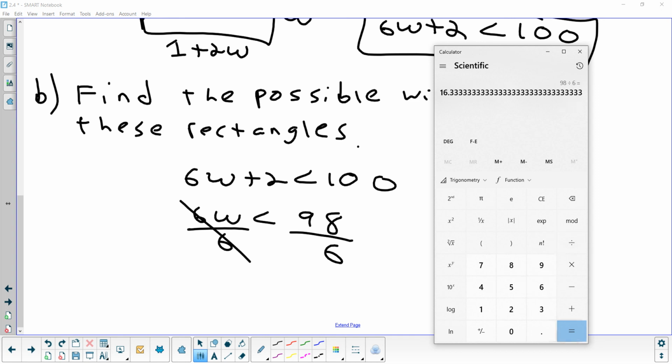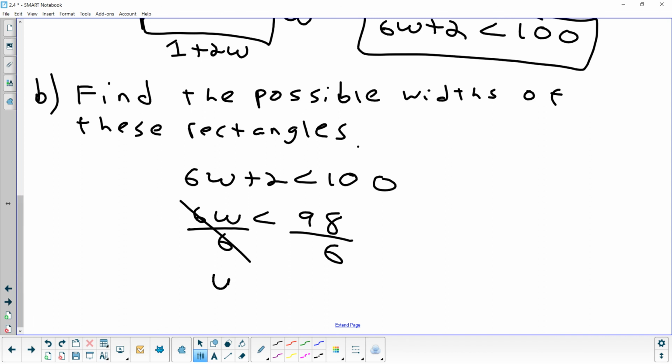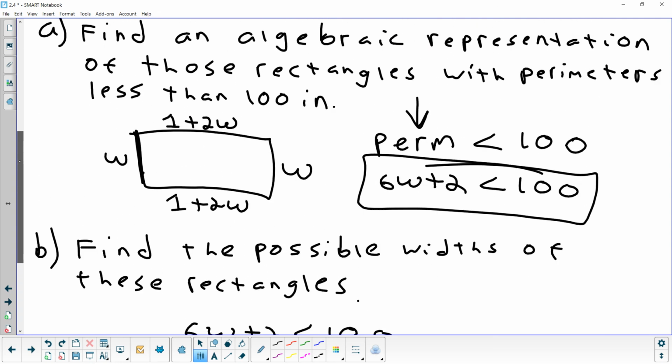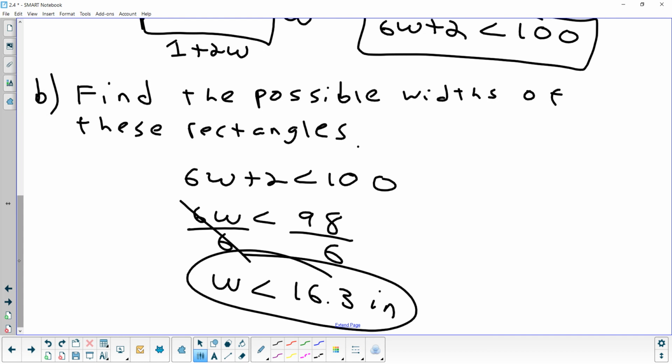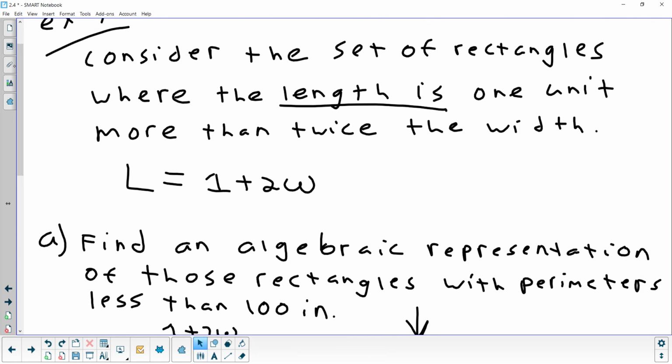16 and a third, or about 16.3. And I think that was inches. So the width has to be less than 16.3 inches. And as long as the width is under that, then it will meet the conditions that he specified in the problem. Okay, questions on that? Probably the trickiest thing there is just translating that sentence into an equation. Length is, and then we have to make it an equation.